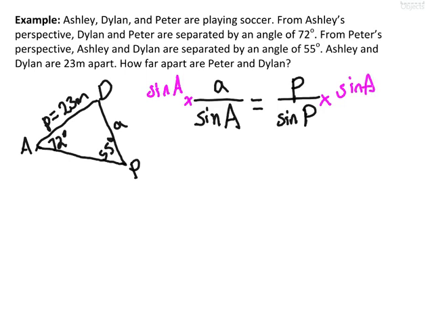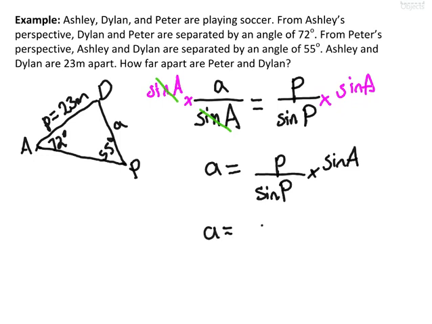And that's going to clear that sine A off the bottom here. So what we'll get is A is equal to side P divided by sine of the angle P multiplied by sine A. And let's just plug in our numbers. Side A will be the 23 meters divided by sine of angle P, which is 55 degrees, and multiplied by sine of 72 degrees. Then you can just plug that all into your calculator.